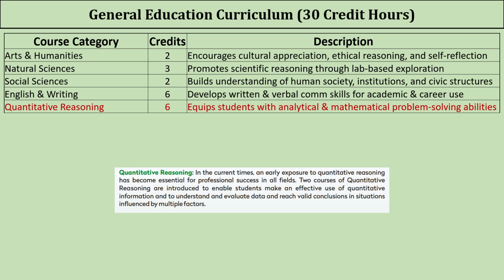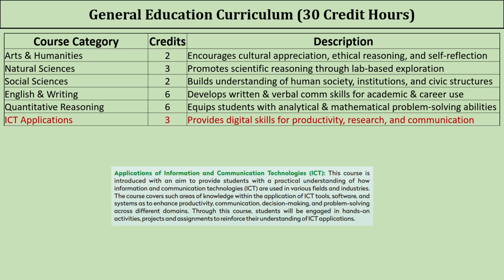Quantitative reasoning, 6 credit hours, builds data literacy and numeracy, empowering students to analyze, interpret and solve quantitative problems across contexts. ICT application, 3 credit hours, focuses on basic computer applications, internet use and digital tools for learning, productivity and communication.